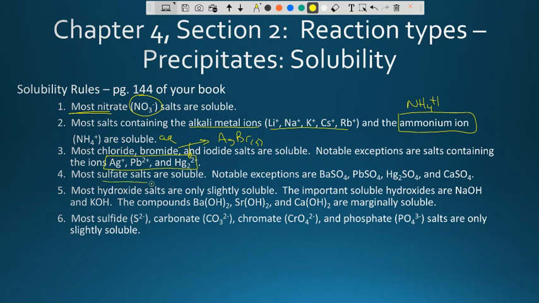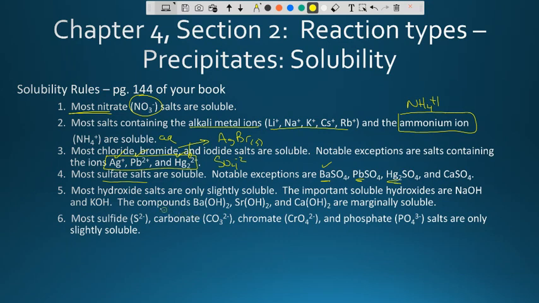Most of the sulfate salts, remember sulfate is SO4 2-, and some exceptions of that are going to be barium. There's my lead again, and there's my mercury again. So what do we know? If I see silver, if I see lead, if I see mercury, if I see barium, those are ones to get on your radar. They're going to form solids.